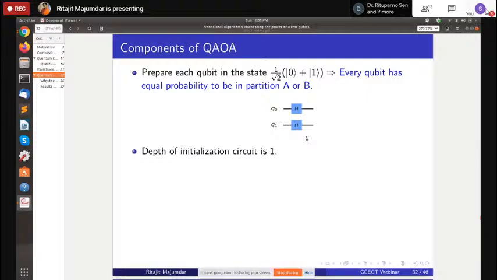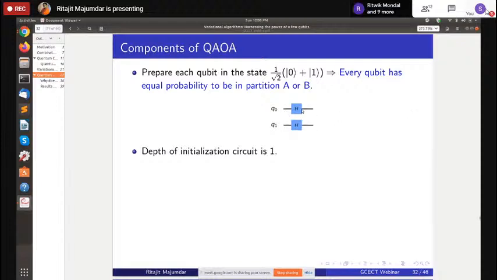Now the depth of this circuit is 1. Two things. What is depth? You take a circuit, you go from the starting point to the ending point, and the longest path, that is the maximum number of gates along a single path, gives you the depth of the circuit.